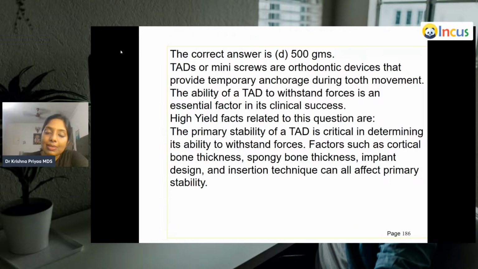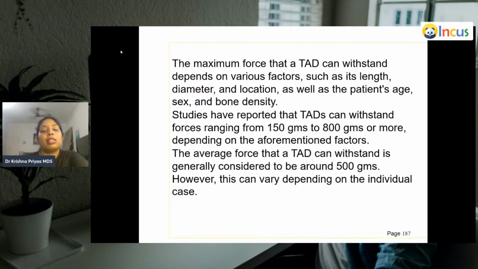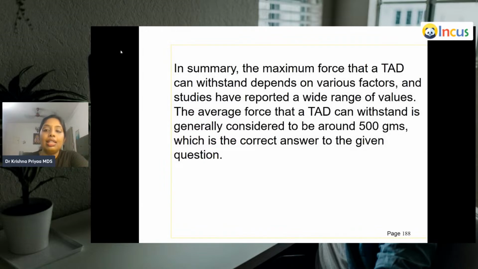So the stability, as we discussed, depends on a number of factors, which include cortical bone thickness and also the implant design and insertion techniques, right? So the maximum force also depends on factors like implant length, diameter, location, as well as patient's age, sex, and bone density. So these are all the factors that we already discussed. So in summary, TAD stability and force all depend on a lot of factors, and it has been studied under a wide range of values. But always remember that the TAD's maximum force is up to 500 grams.